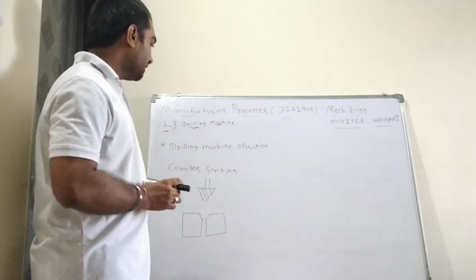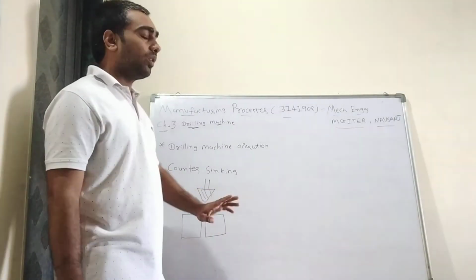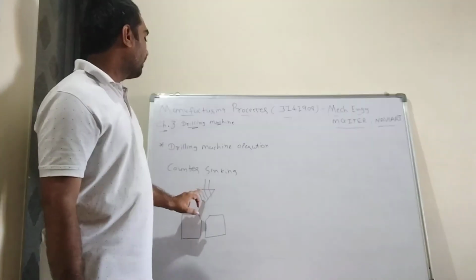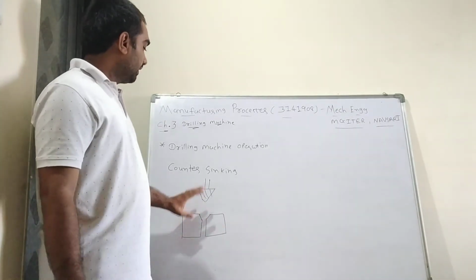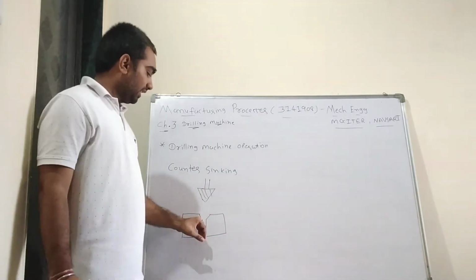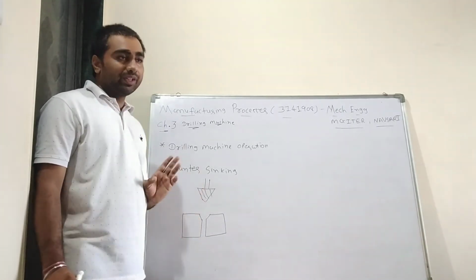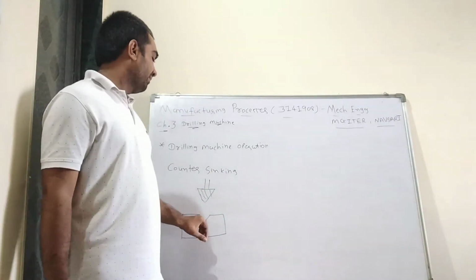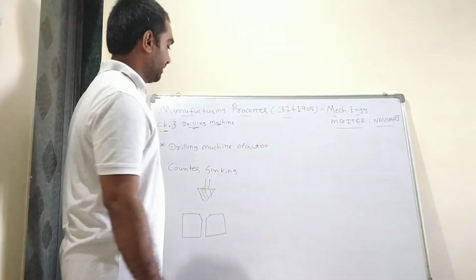Okay, the next operation is the counter sinking operation. This is a counter sinking tool and this is the workpiece. Whenever a conical shape is required in the workpiece, the counter sinking tool is used to create a conical hole. In the same figure, the conical hole is created by the counter sinking operation. It is used where a screw is fitted to the workpiece. Whenever a screw must sit in the workpiece, counter sinking is used. Next is the spot facing operation.